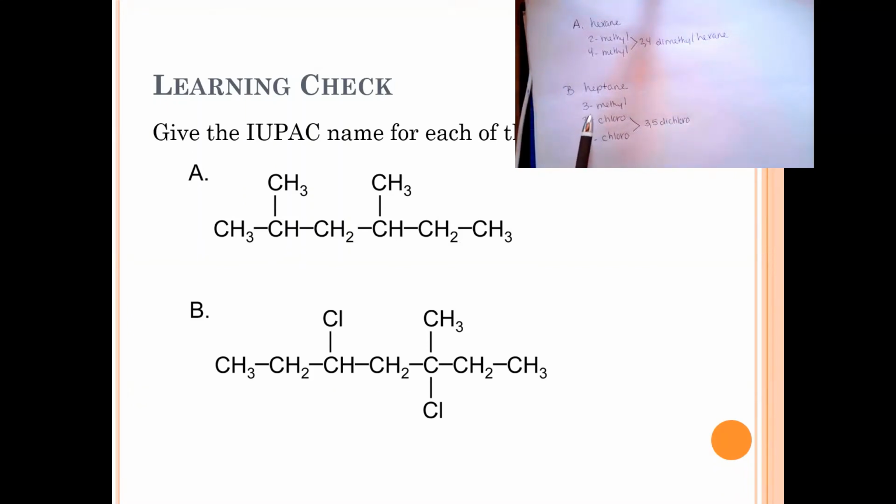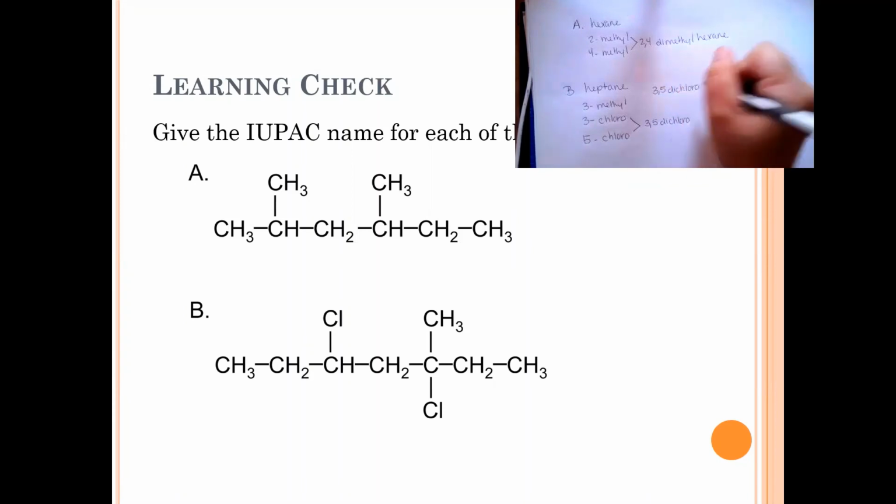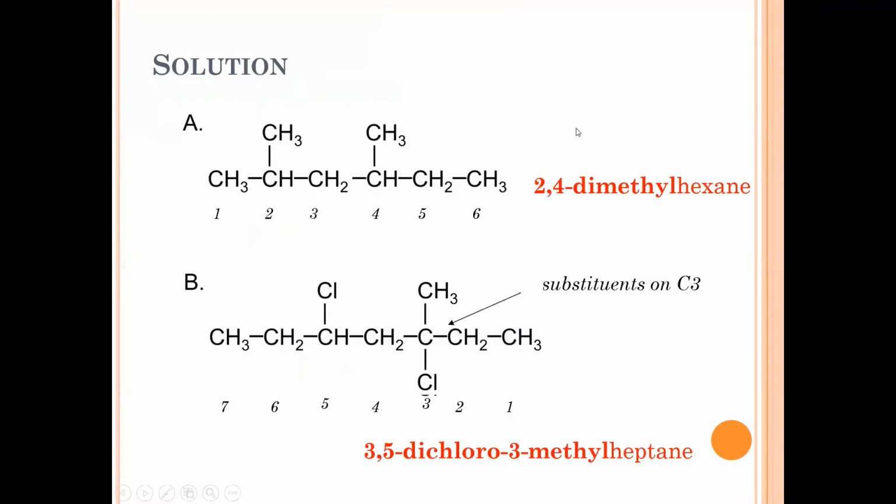Now let's look at adding the names together. Now we have to not go by position, but we have to go alphabetically. C comes before M, so C comes first in the name. So we'll write the 3,5-dichloro. Now we'll put in the 3-methyl and then the base name, heptane. So that would be the full name for B. So there they are for you.